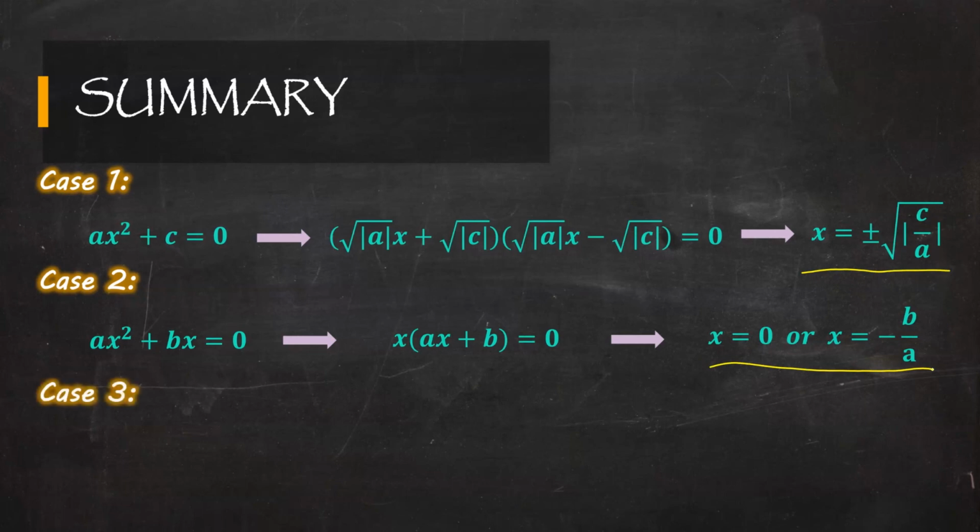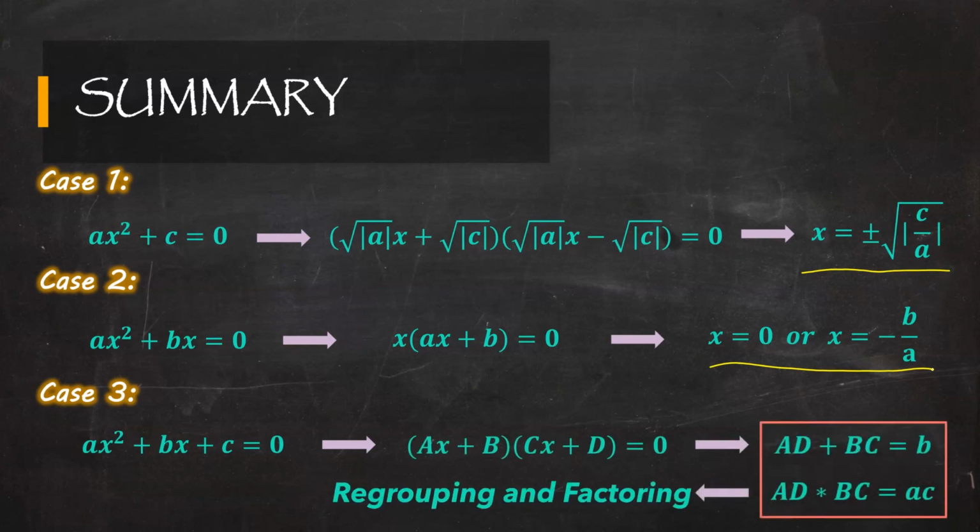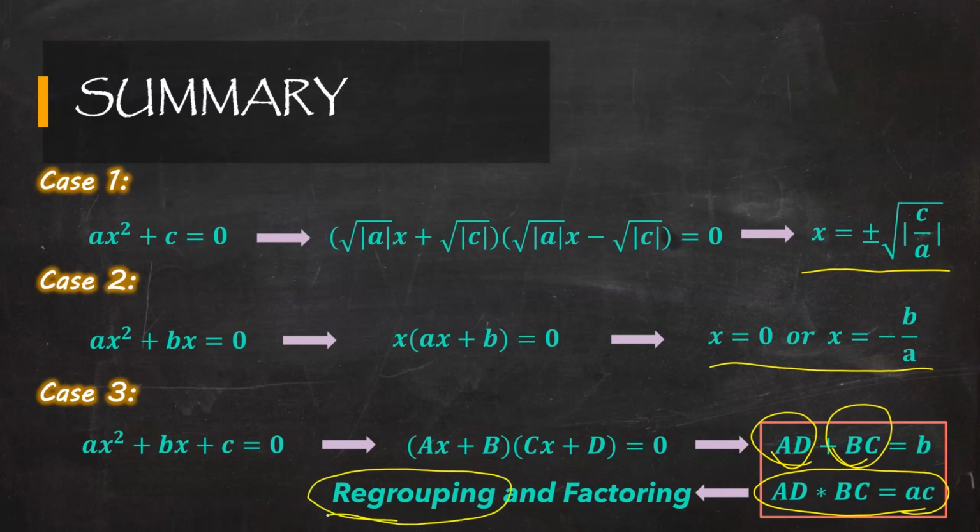And the third case, which is the most complicated one, you have to remember that we have to use the 3 steps, right? The first step is to find a times c. And the second step is to solve for the two factors whose product is a times c and whose sum is b. And after that, we regroup the terms that share at least one common factor, right? And then it is just factoring.